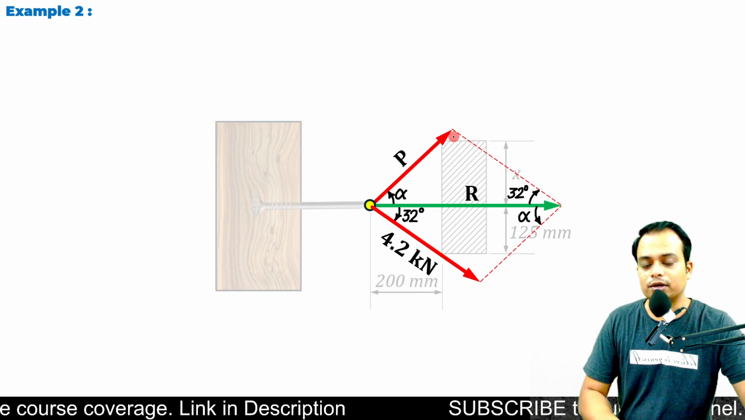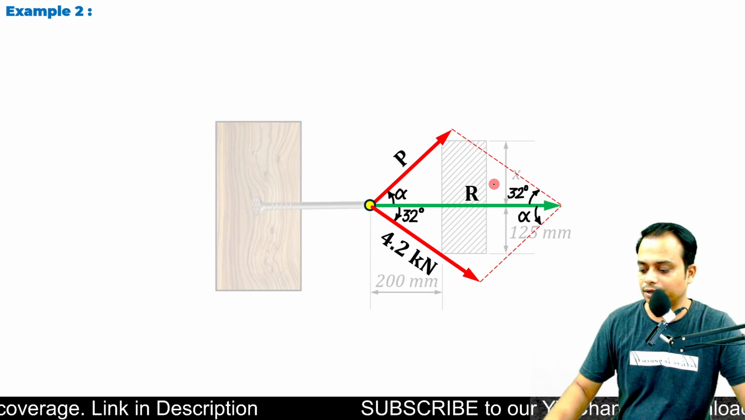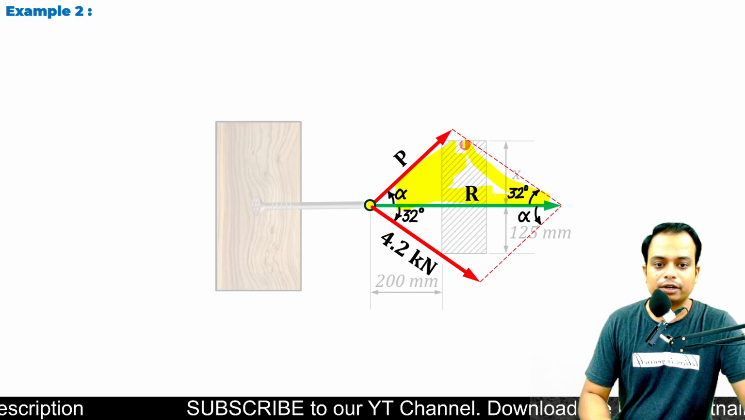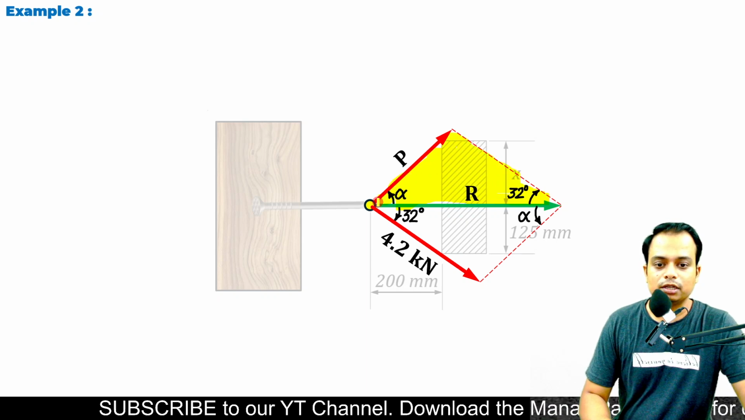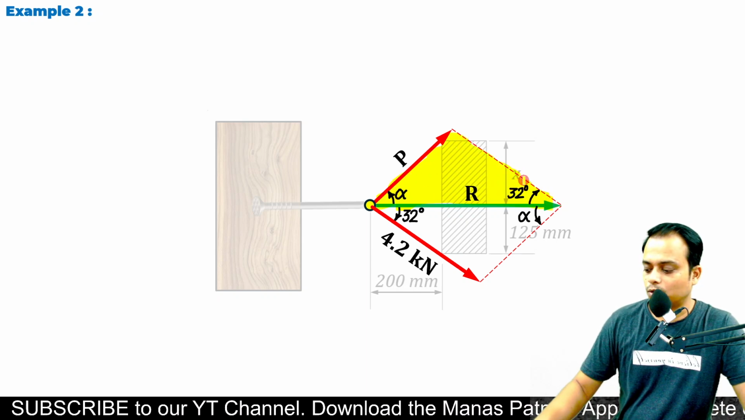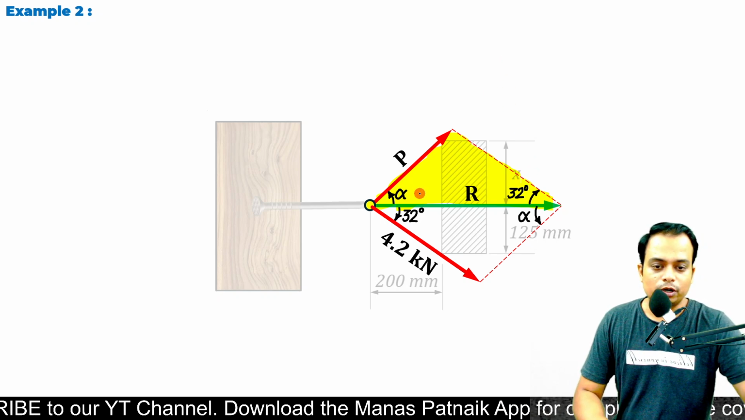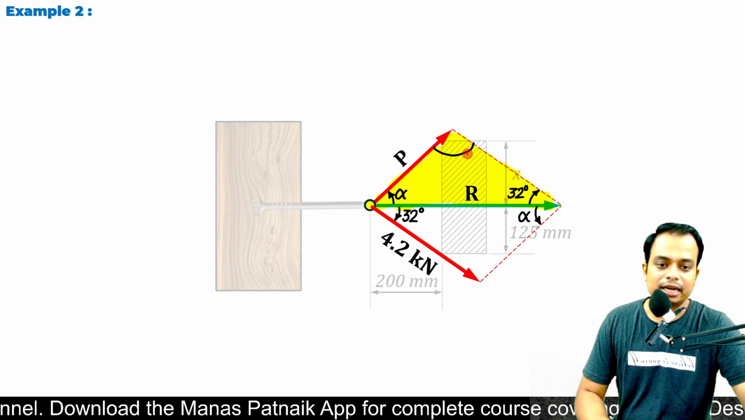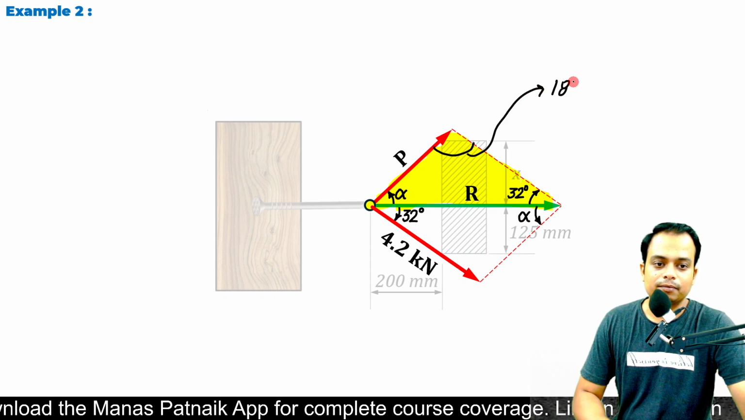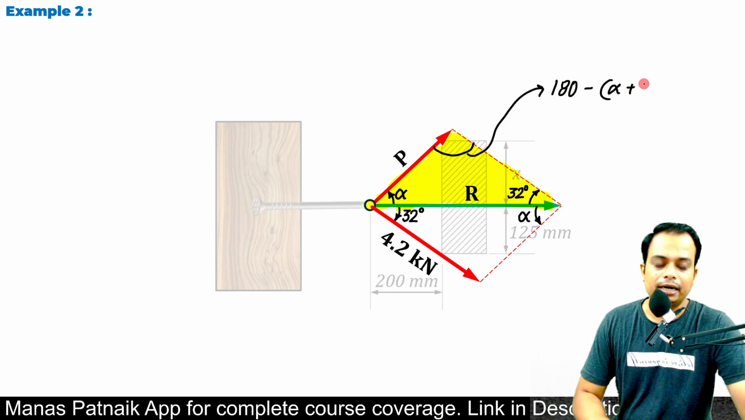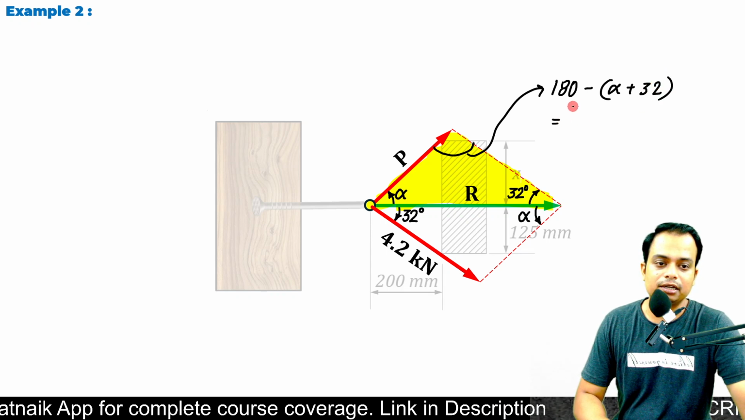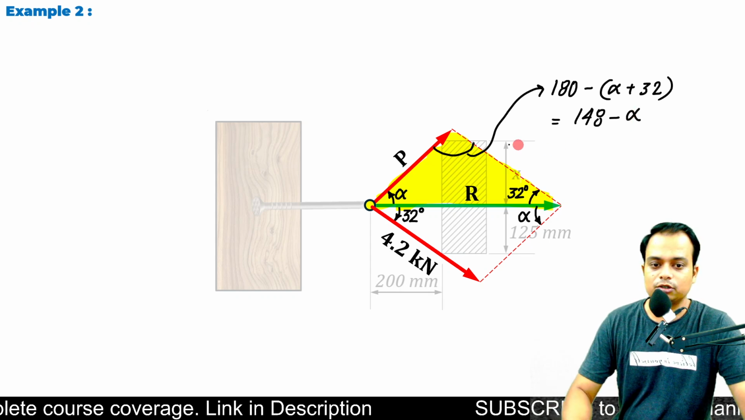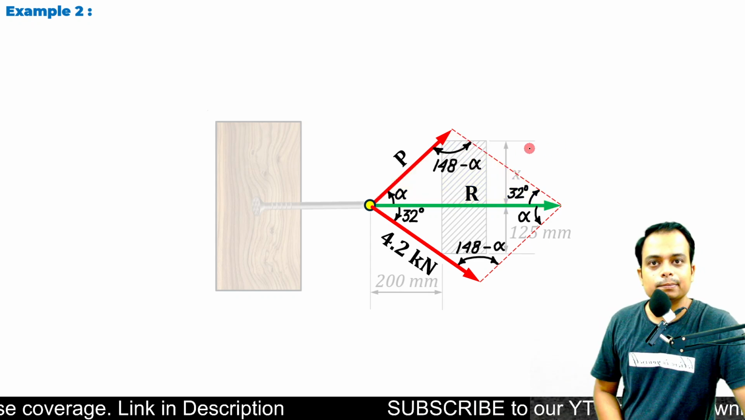Now I want all of you to focus just on this triangle. Let me highlight this. I want all of you to focus on this portion of the triangle. You can focus on the bottom triangle also, no issues. You have these two angles, alpha and 32. In order to calculate this angle over here, we subtract: 180 minus 32 is 148, minus alpha. So this is your new value. Done.